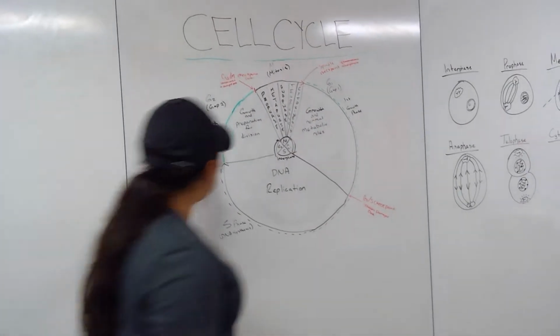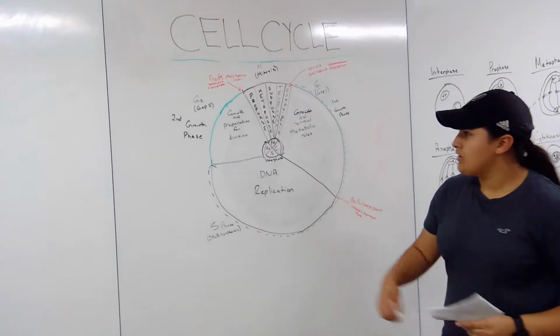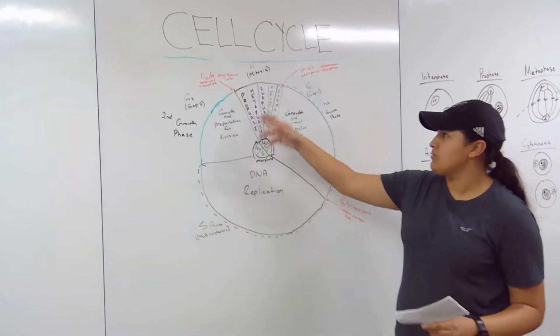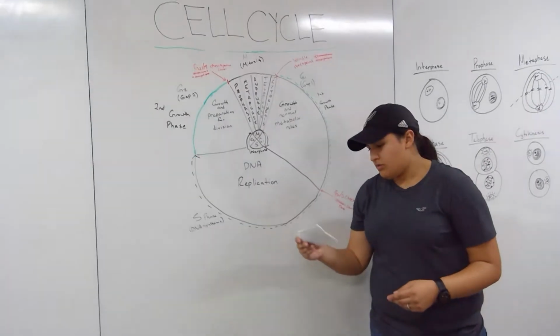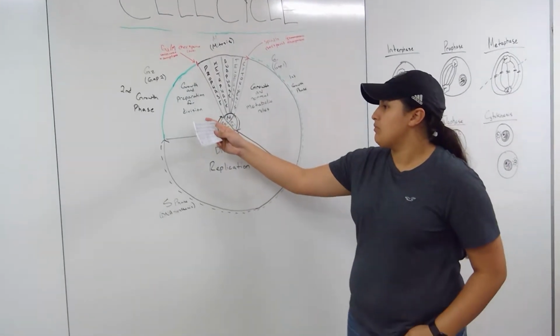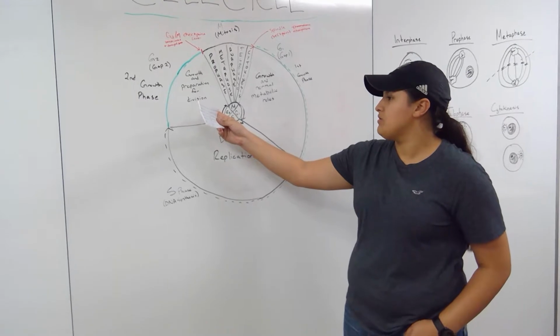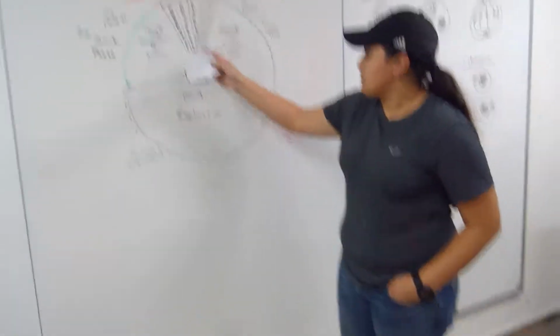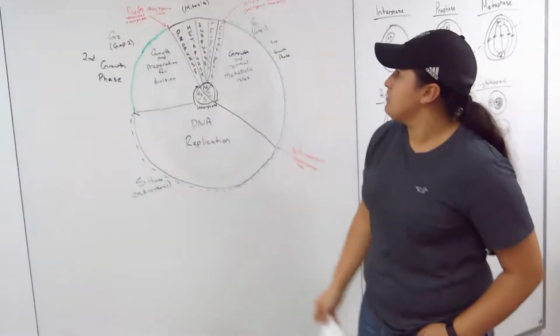And G2, or Gap 2, is the stage where it's starting to grow more and more right before it gets to division, which is mitosis. So the cell right here is already starting to make proteins and organelles. It begins to reorganize its contents in preparation for mitosis. And whenever this ends, that's when mitosis begins.